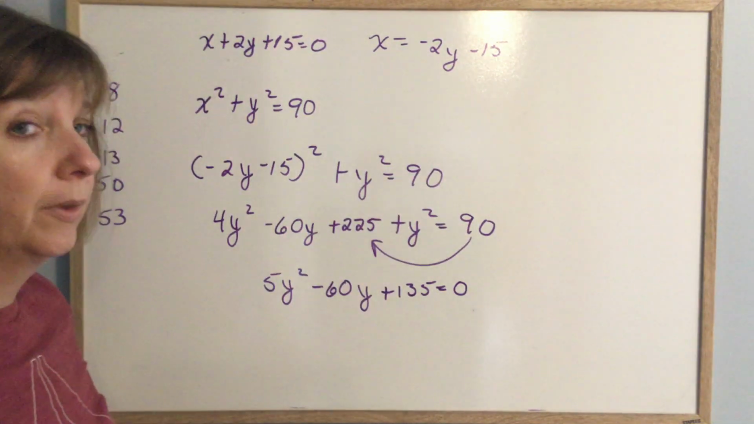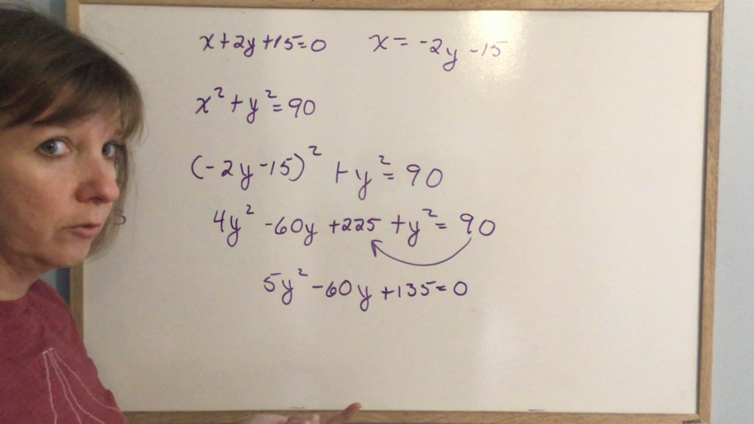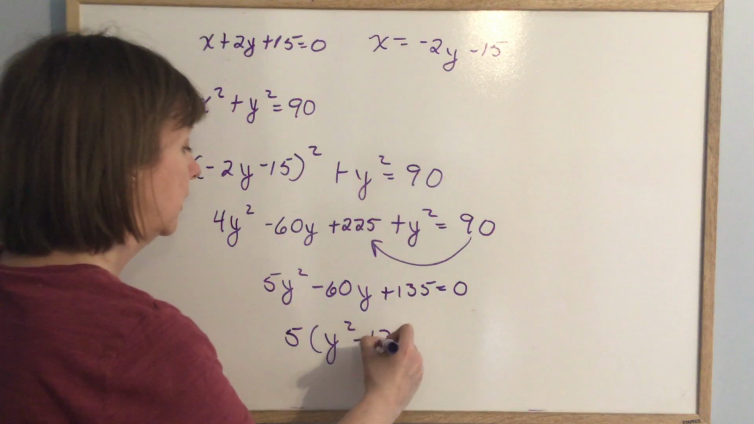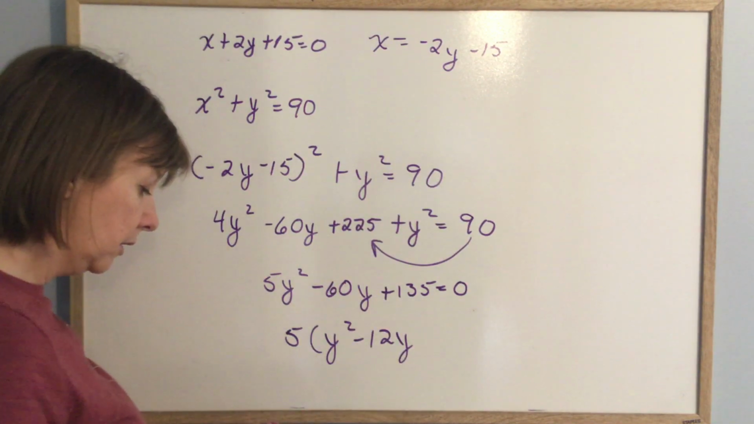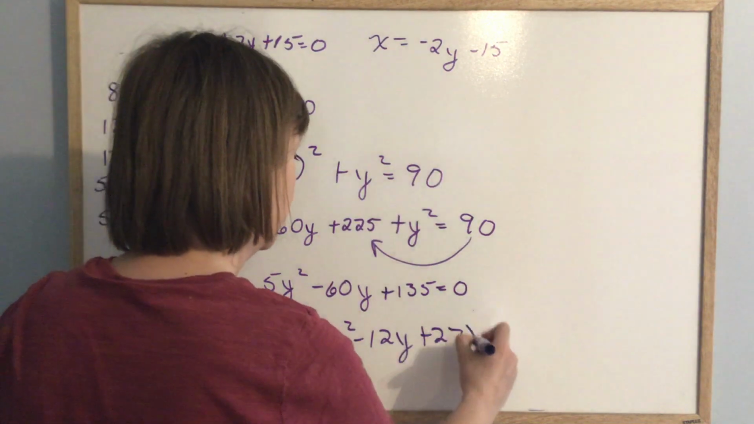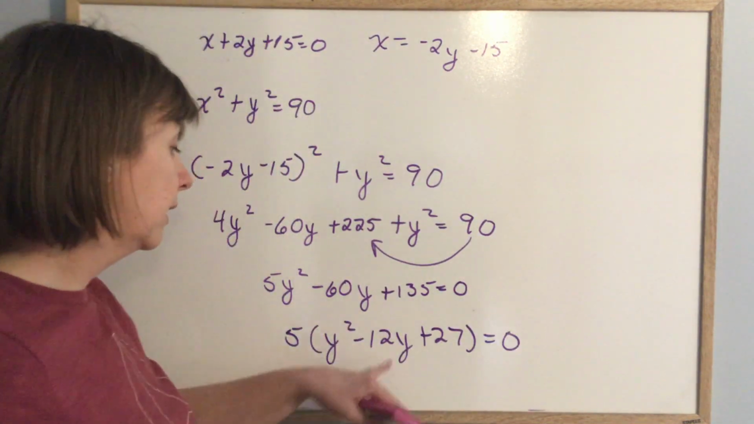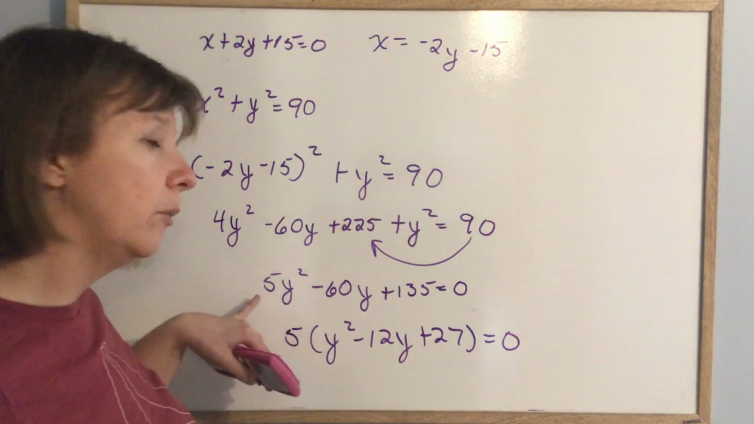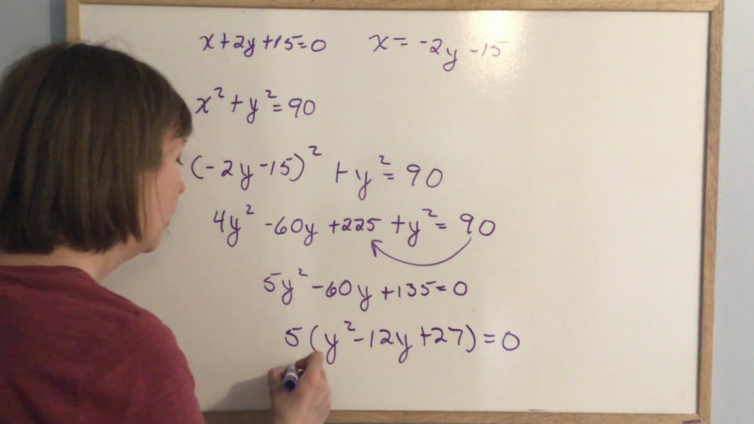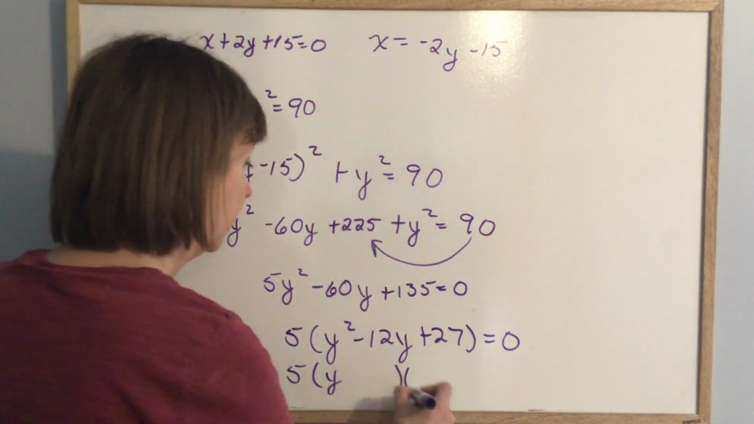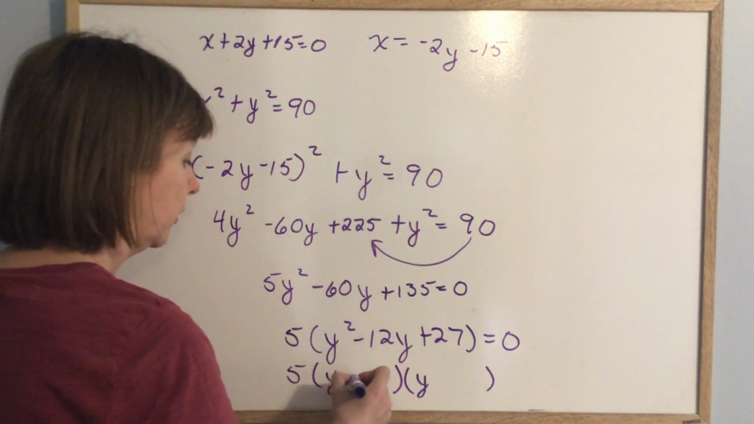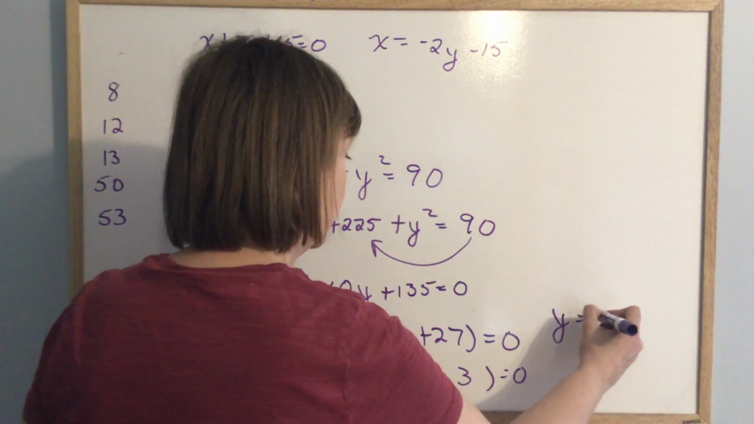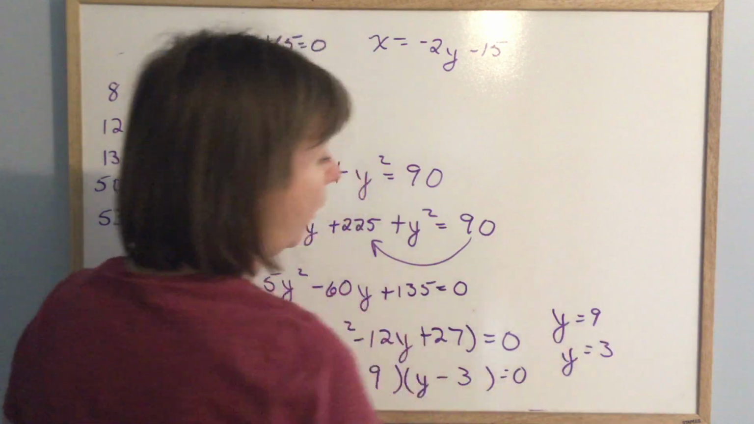This is a trinomial. Either factor it or do the quadratic formula. One thing I would notice is that I could take 5 out as a common factor. If I do, I have this trinomial. So again, it would be easier to do the quadratic equation with 1, -12 and 27 than with 5, -60 and 135. Or I'm hoping I can factor this. 9 and 3 is 27, so -9 minus 3. And so y is 9 or y is 3.